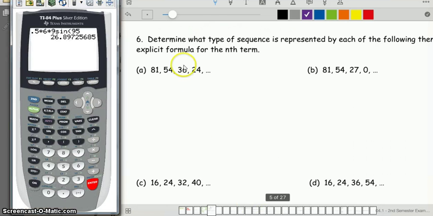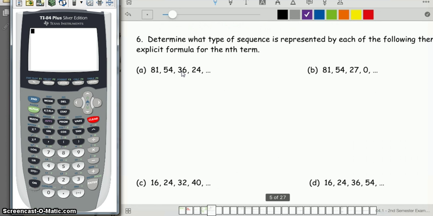For an arithmetic sequence, number 6 is talking about sequences. We have an arithmetic sequence, which is right minus left. If I do 54 minus 81, 36 minus 54, 24 minus 36, and they're all the same, it's an arithmetic sequence. If that does not work, then I try 54 divided by 81, 36 divided by 54, 24 divided by 36, and if they're the same, it's a geometric sequence.